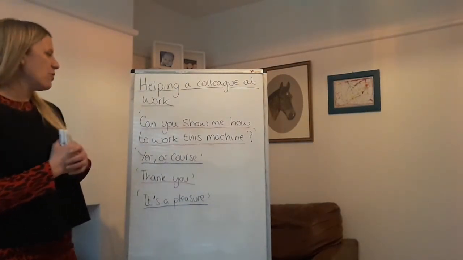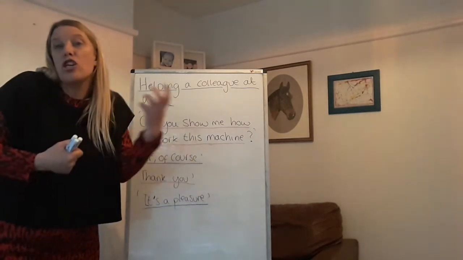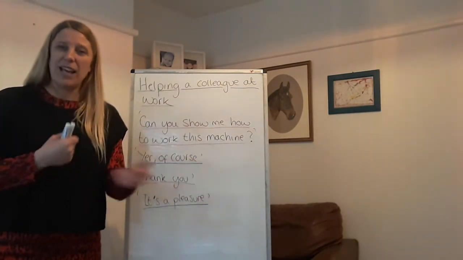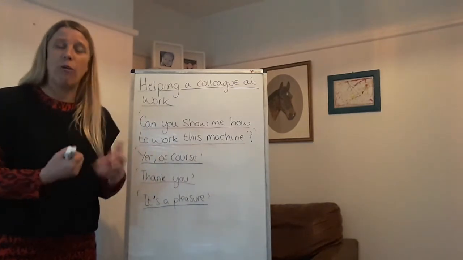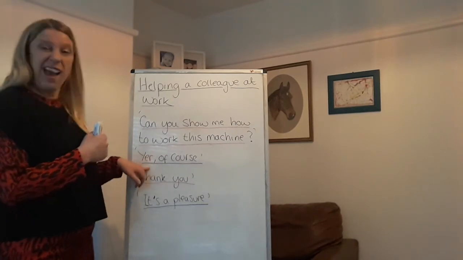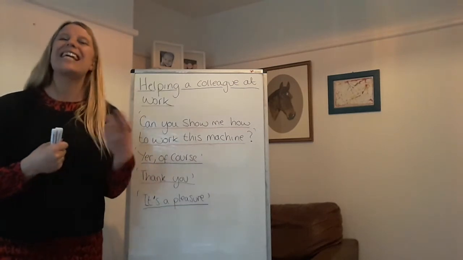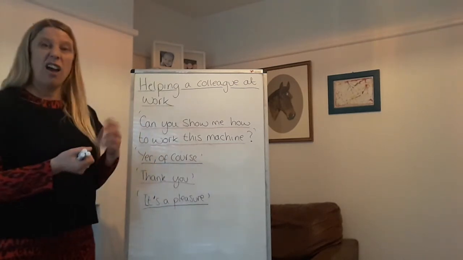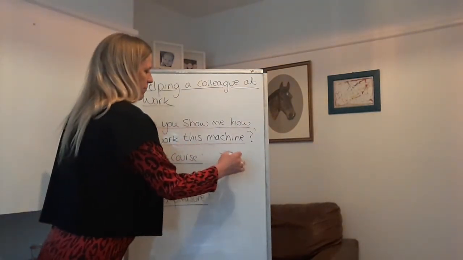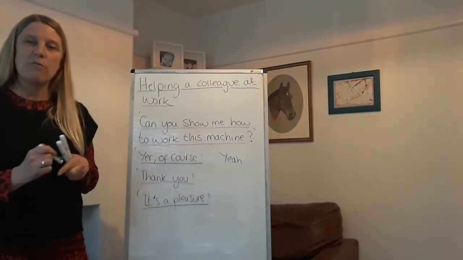Somebody might ask you, can you show me how to work this machine, or how to use this machine, or how to make this recipe? Can you show me how to do something? Can you show me how to work the machine? Yeah, of course. And remember, in English, quite often we say yeah instead of yes. So yeah, of course. And sometimes people spell yeah, especially Americans, like that. So you might say it like that as well.